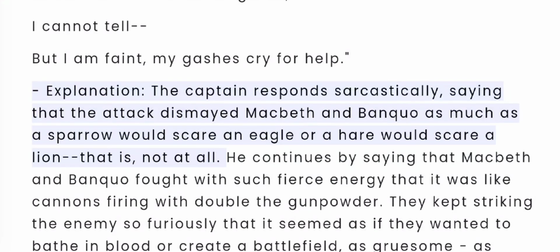Explanation. The captain responds sarcastically, saying that the attack dismayed Macbeth and Banquo as much as a sparrow would scare an eagle or a hare would scare a lion. That is, not at all.